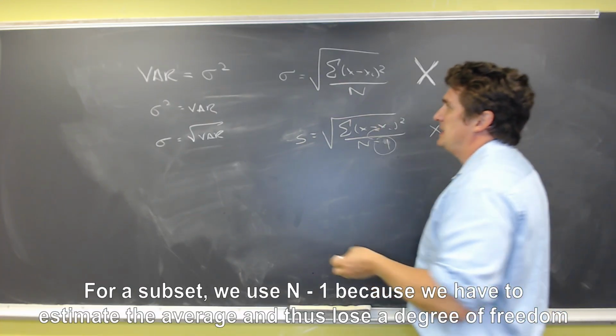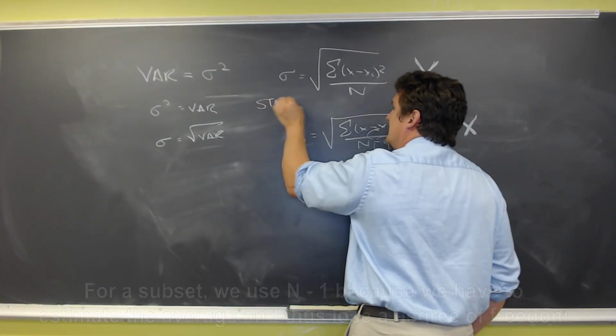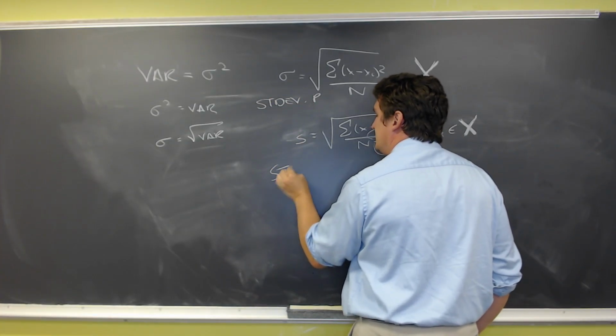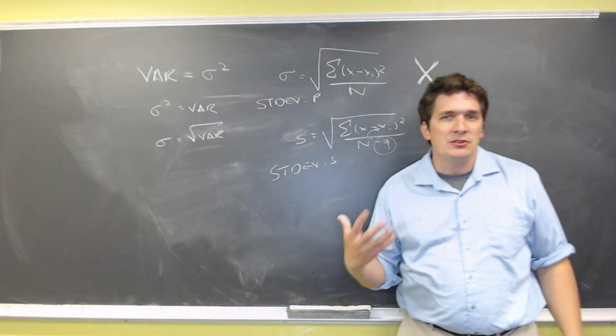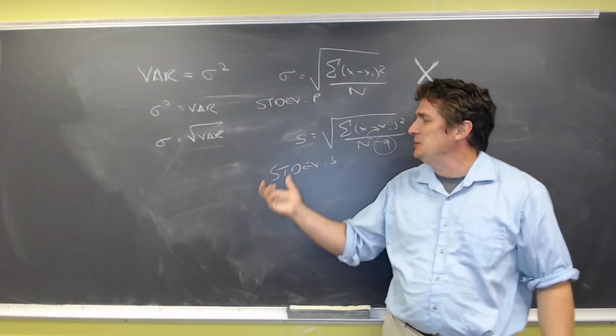But in Excel, this is stdev.p, this is stdev.s. And we need to be careful here. If we're not truly measuring a true full population, we do need to put this s in here.